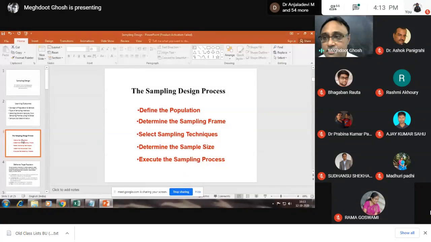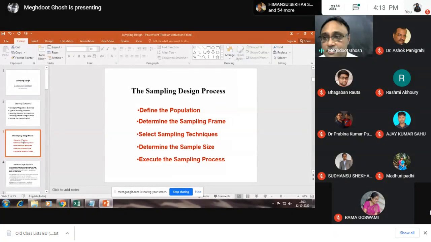Now, remember one thing: if your target population is wrong, then your sampling frame will be wrong, your sample techniques will be wrong, your sample size will be wrong, and executing the sample process will be wrong. Your sample will be wrong, so your hypothesis will be wrong, your analysis will be wrong, your result will be wrong. Now I think I'm clear why I told you that the sampling process occupies 70% to 80% of your entire research. No matter how good a statistician you are, no matter how effectively you can use your SPSS, R, or Python, if your sampling is wrong, everything will be wrong.